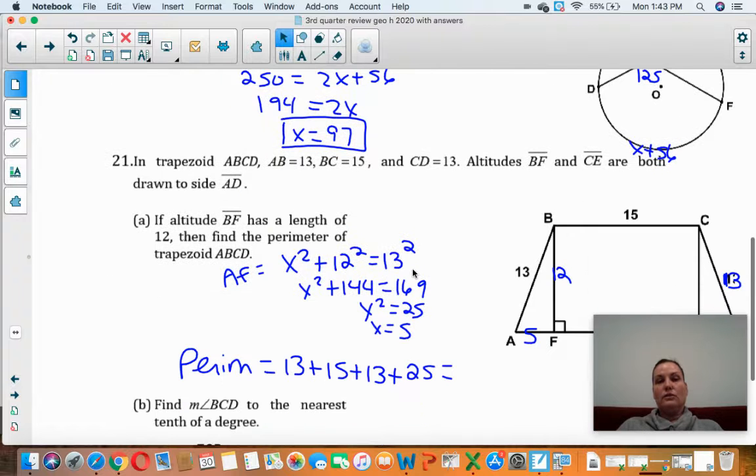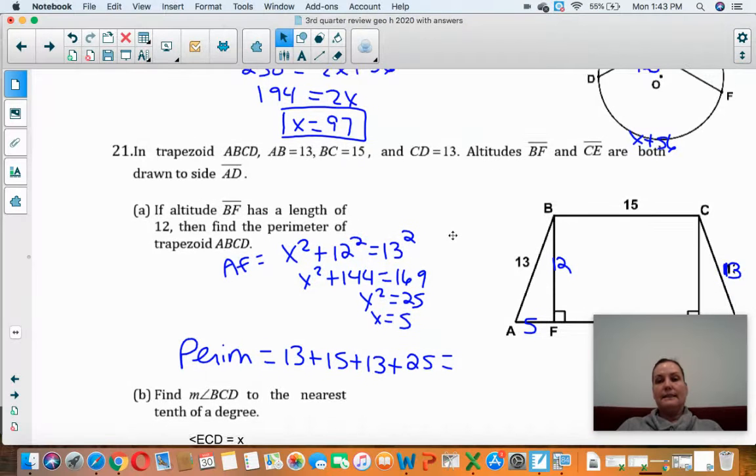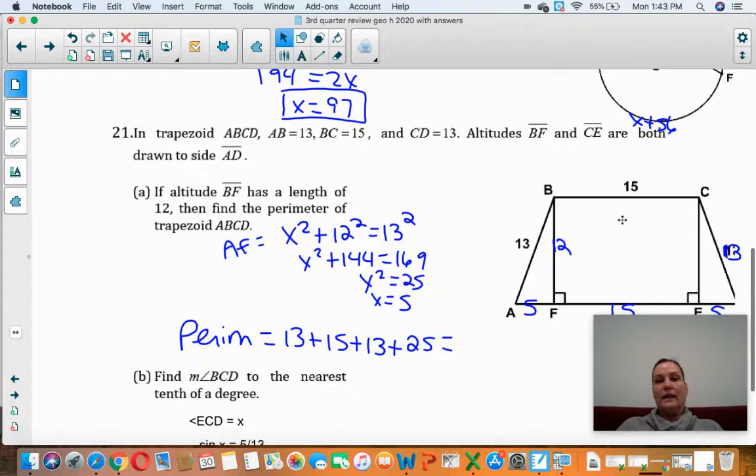And my last question, 21, is a trapezoid. So I have an altitude. The altitude is 12. The side CD is going to be 13. And that makes this side AB also 13. Both those sides are 13. And I know this is 12. The first thing they want me to do is to find the perimeter of the trapezoid. I can't find the perimeter unless I have this side right here.